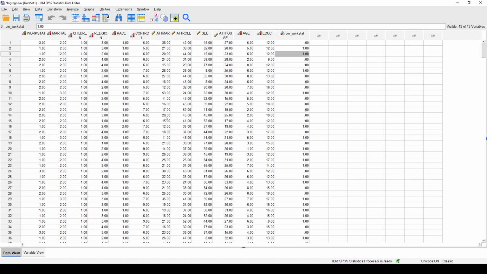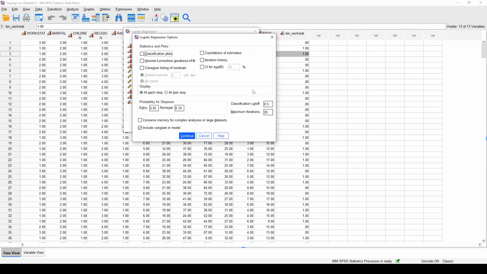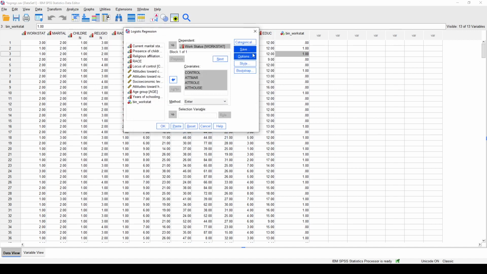All right, so I'm going to go regression, binary logistic. I'm going to drop in work status. I'm going to drop in my attitudes. So what variables do I need here? Attitude scale, so attitudes, locus of control. Okay, none of these are categorical. No, I don't really care. I could do a couple of these. So go to options and do my confidence interval. These are categorical. Don't care about style. We're not using bootstrap, so just options here.